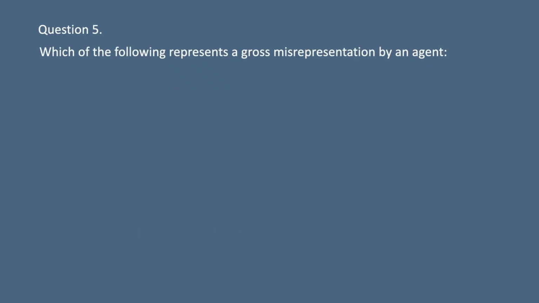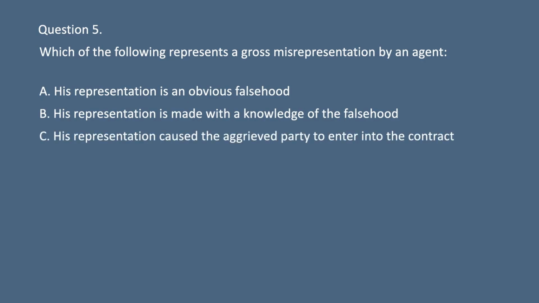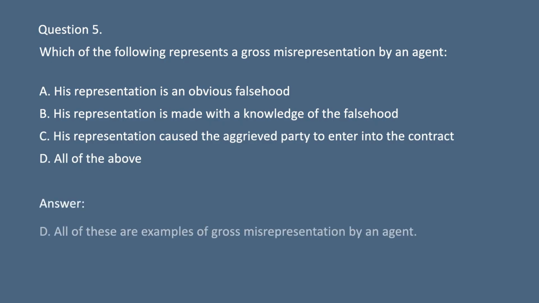Question 5. Which of the following represents a gross misrepresentation by an agent? A. His representation is an obvious falsehood. B. His representation is made with a knowledge of the falsehood. C. His representation caused the aggrieved party to enter into the contract. D. All of the above. Answer. D. All of these are examples of gross misrepresentation by an agent.